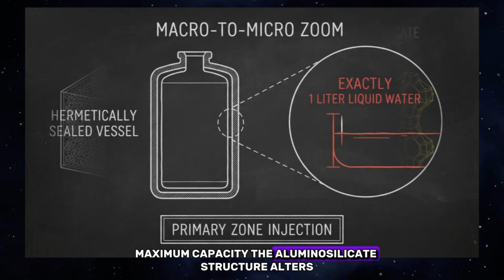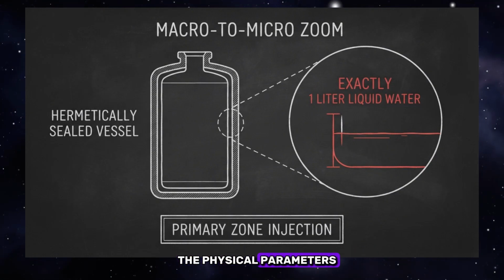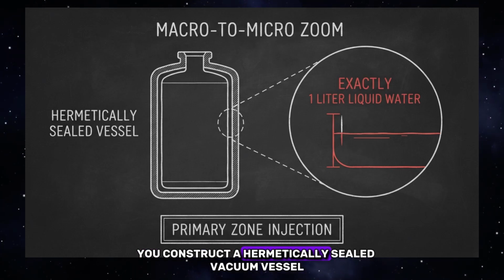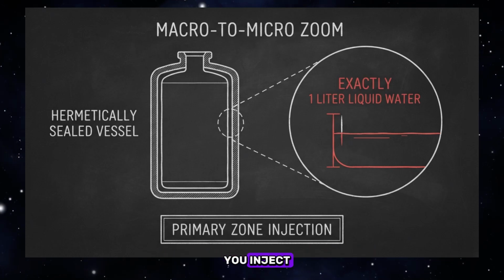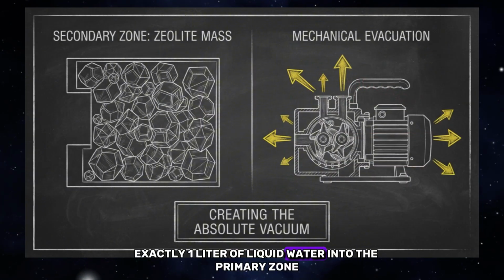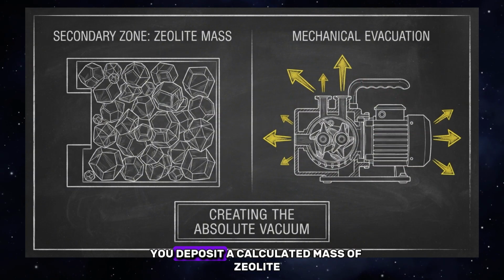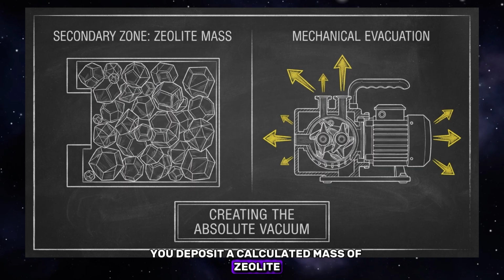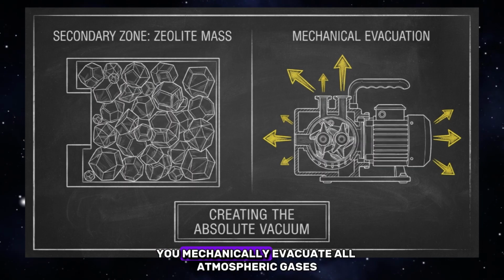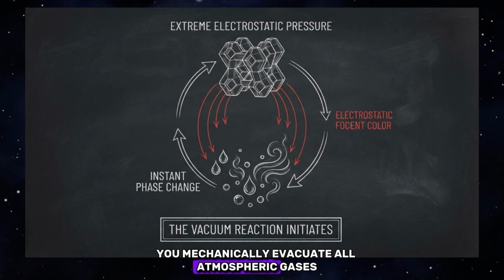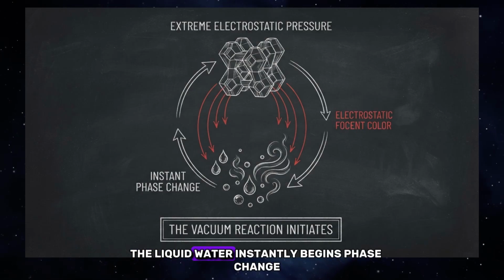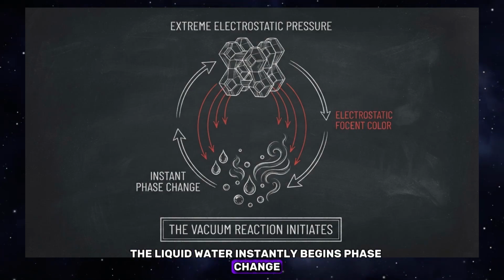The aluminosilicate structure alters the physical parameters. You construct a hermetically sealed vacuum vessel. You inject exactly 1 liter of liquid water into the primary zone. You deposit a calculated mass of zeolite into the secondary zone. You mechanically evacuate all atmospheric gases. The liquid water instantly begins phase change in the vacuum.